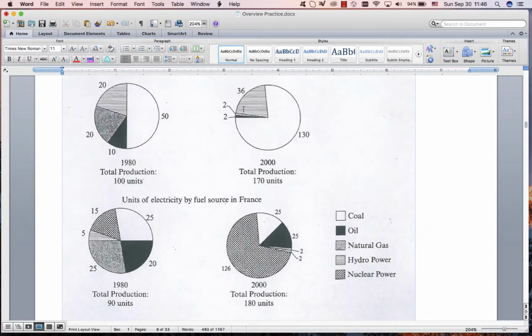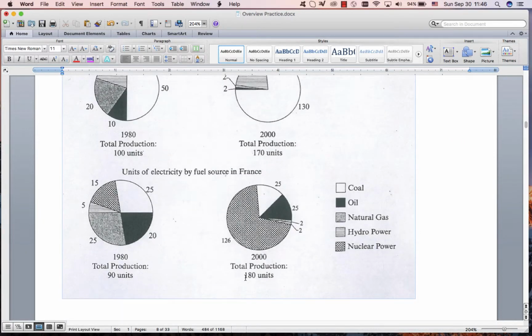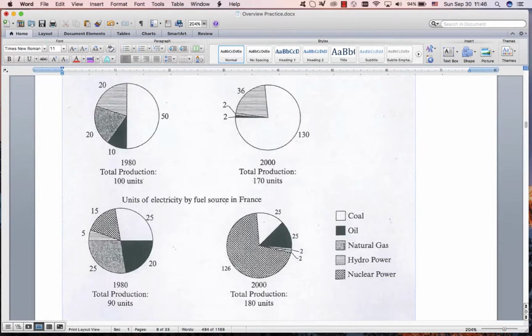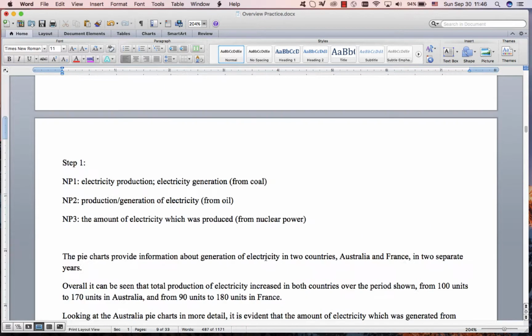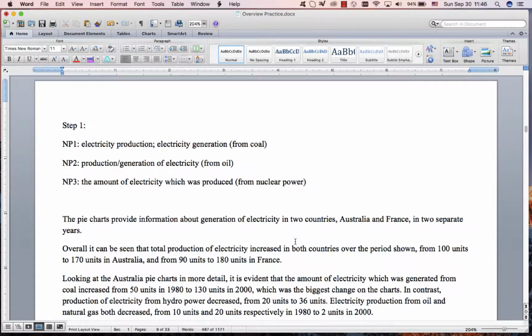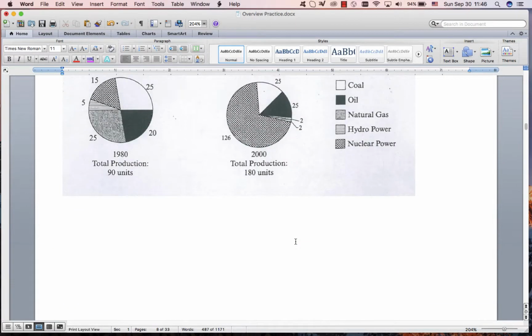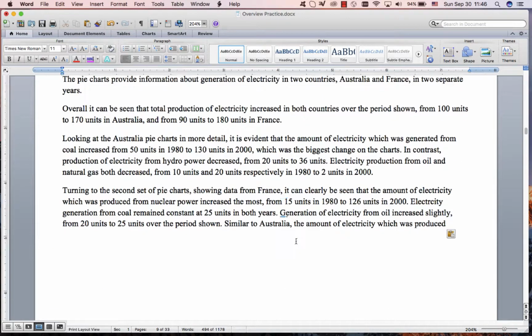It would be nice to compare these two in some way. See, these went down to 2 as well. So this was natural gas, and that went on down to 2. 25 down to 2. So it was similar to Australia. It's a nice little thing to add. If you can see it, the amount of electricity which was produced from what? Natural gas decreased from 25 units to 2 units.